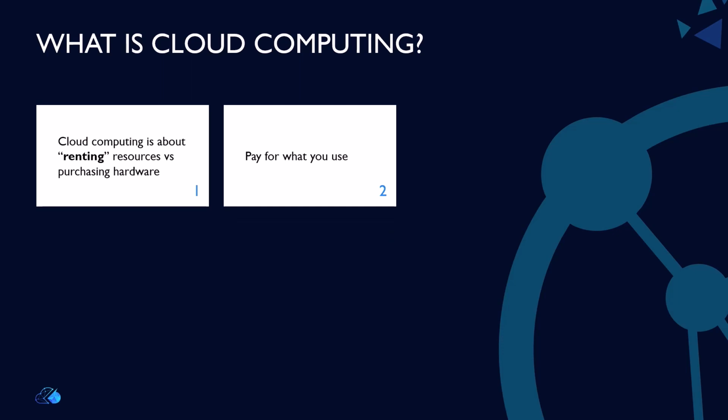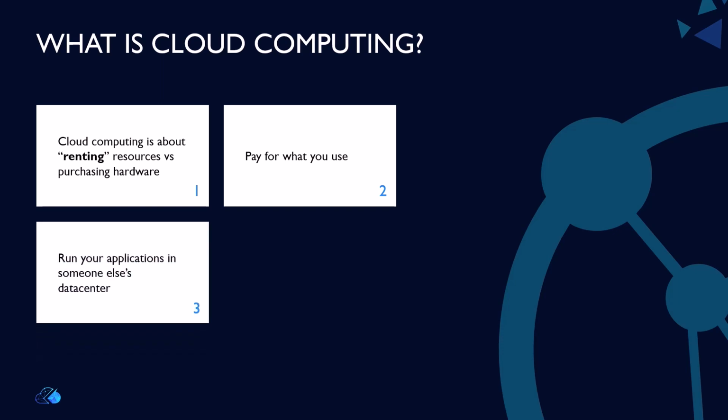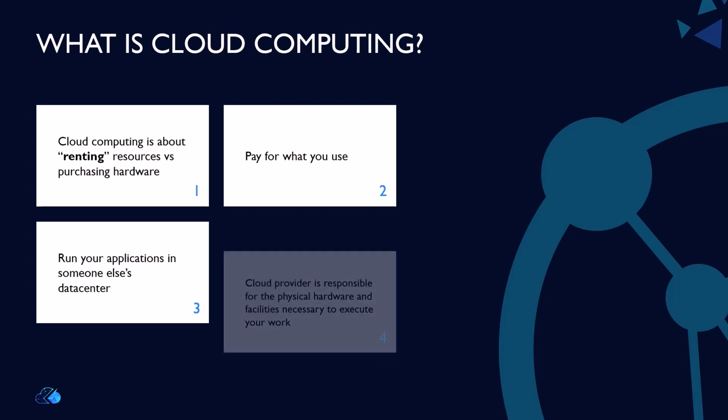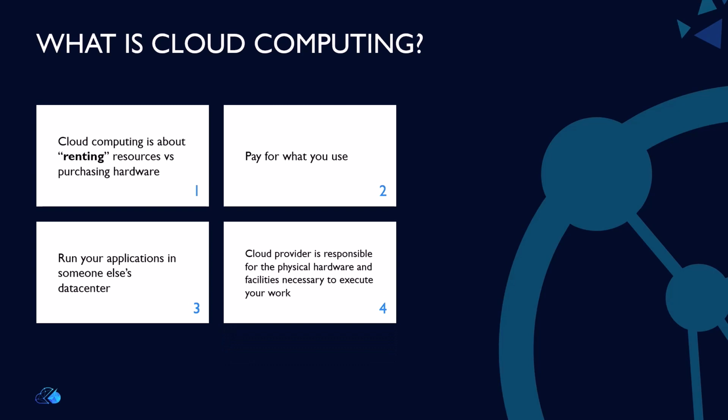And sometimes you would overbuy because you weren't sure exactly how much you would need. Now you can sort of tap into it on demand. Think of the electricity grid and how we tap into electricity on demand. We don't all necessarily have a power plant in our own home. Run your applications in someone else's data center. So I think this is key as well. There's still a data center somewhere. We're still running virtual machines in our applications somewhere, but they're in Microsoft's data centers when we're running them in Azure. The cloud provider is responsible for the physical hardware and all the facilities necessary to execute your work.